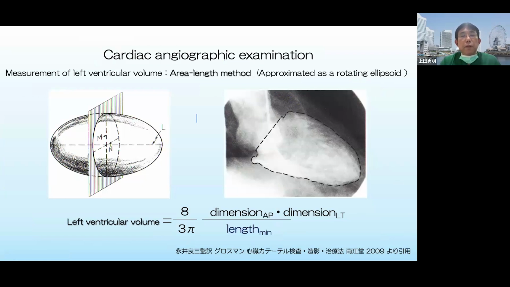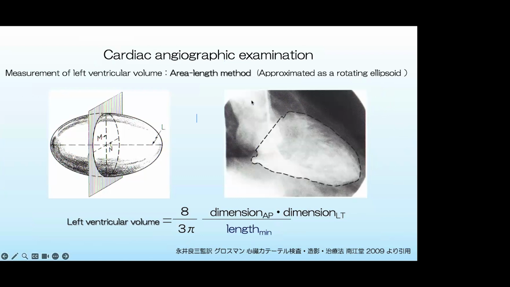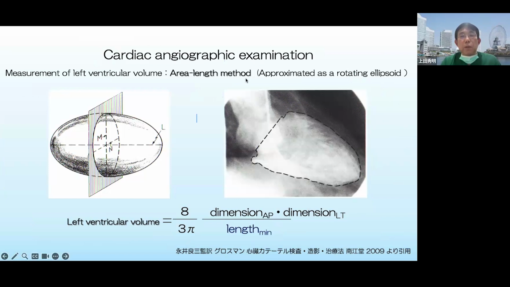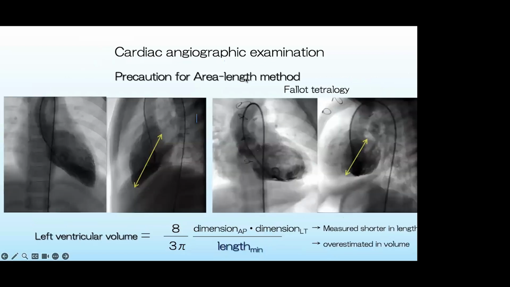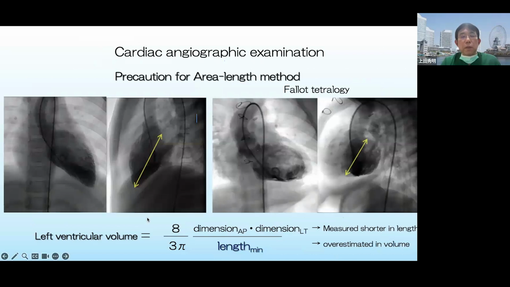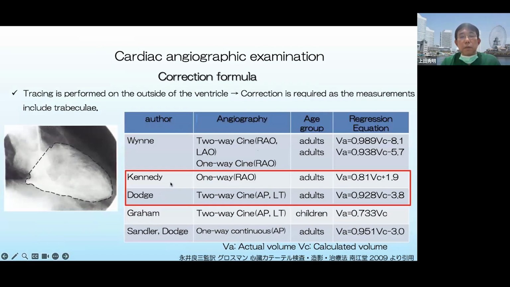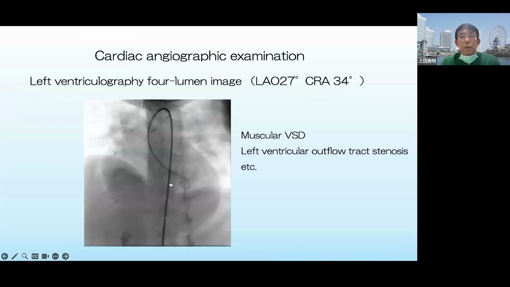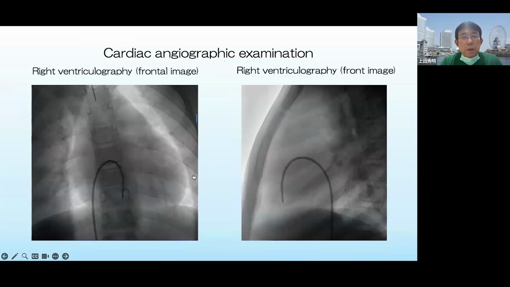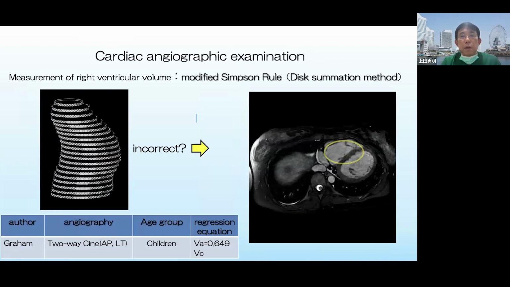for the measurement of the left ventricle, there are a couple of options, but the most famous and well-used method is the area length method. And also there are several types of LV measurement, but the majority are done by the Kennedy method and the Dodge method. This is the measurement for the LV angiogram, and we usually use the modified Simpson's rule.